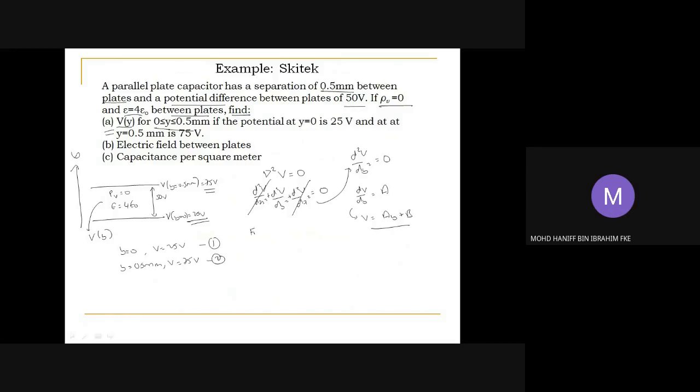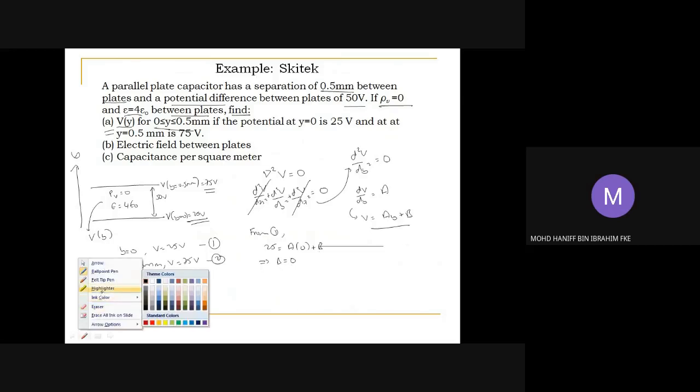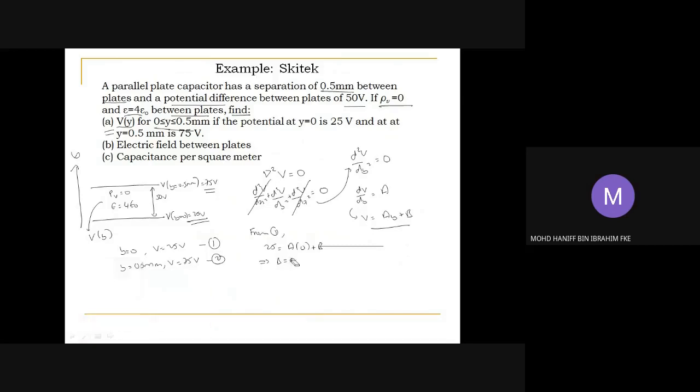So from 1, we can say that 25 volt shall be equal to A multiplied by 0 plus B. Okay, so B is 0 all the time. Sorry, not 0. My mistake. It's 25. Sorry for that. B is 25, based on the equation. And then we substitute B of 25 into 2.